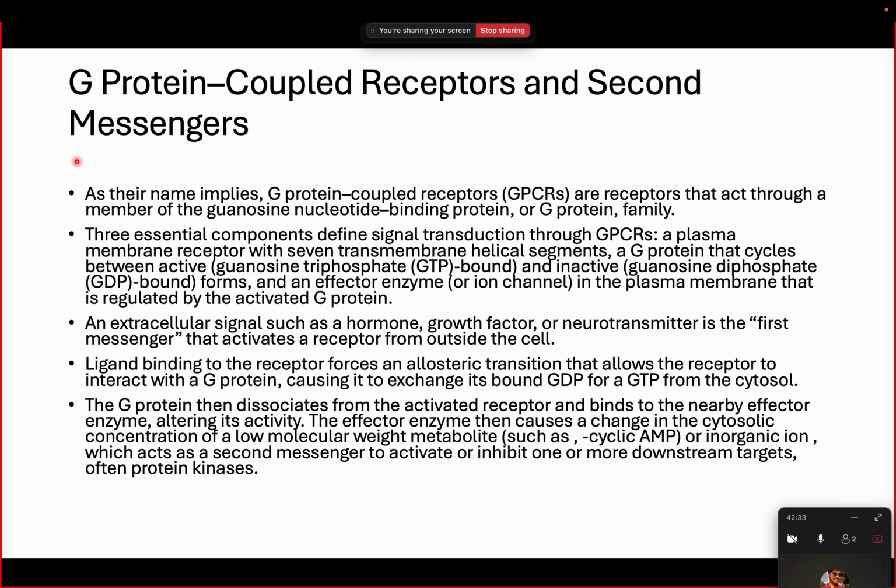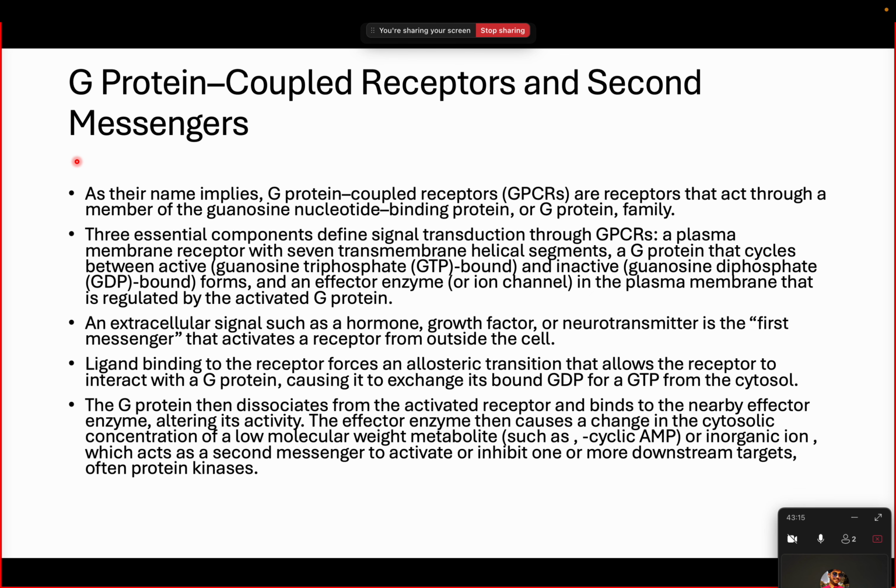Three essential components define signal transduction through GPCRs. A plasma membrane receptor with 7 transmembrane helical segments, as you have just seen in the video. A G protein that cycles between active, that is when GTP or guanosine triphosphate is bound, and inactive, that is when GDP or guanosine diphosphate is bound, diphosphate and triphosphate. Okay, and an effector enzyme or ion channel in the plasma membrane that is regulated by the activated G protein.